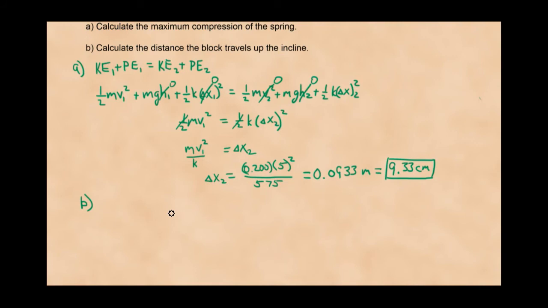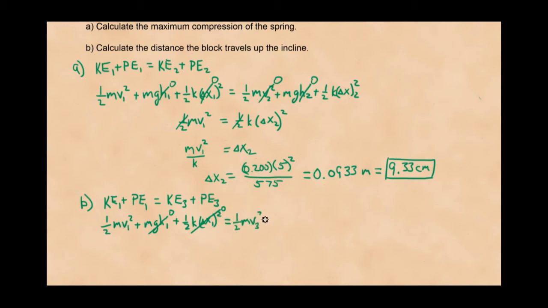Part B, calculate the distance the block travels up the incline. In a similar way, we can say that the energy in position 1 equals the energy in position 3. So in position 1, I have a kinetic energy of 1/2 mv1 squared plus mgh1 plus 1/2 k delta x1 squared. And again, in position 1, the height is 0. And when the block is in position 1, there's no compression or extension of the spring. In position 3, I have a kinetic energy of 1/2 mv3 squared, a gravitational potential energy of mgh3, and a potential energy of the spring of 1/2 k delta x3 squared.